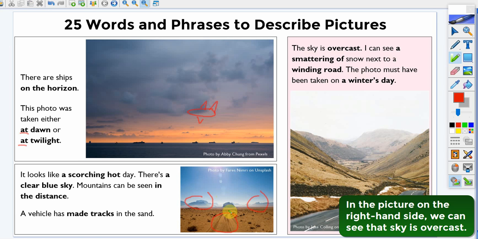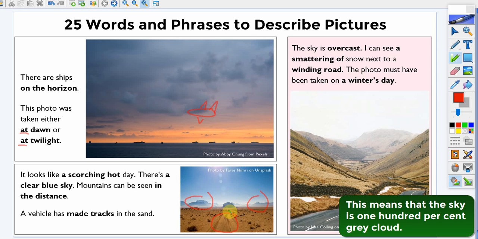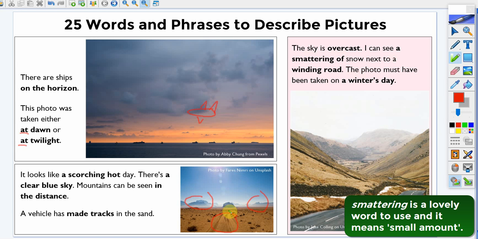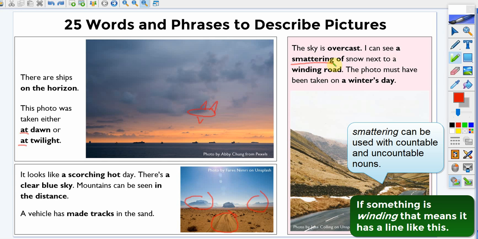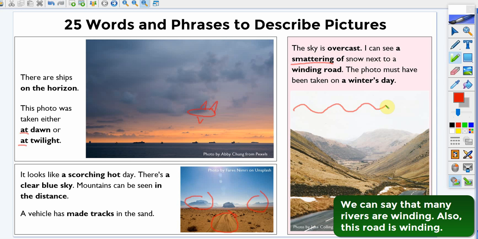In the picture on the right hand side we can see that the sky is overcast. This means that the sky is 100% grey cloud. Smattering is a lovely word to use and it means small amount. If something is winding, that means it has a line, like this. We can say that many rivers are winding. Also, this road is winding.